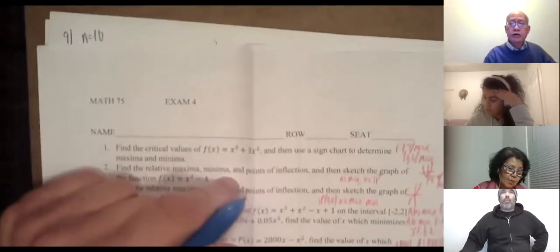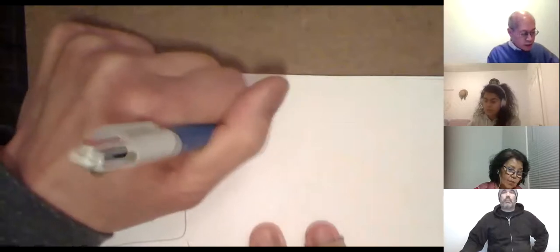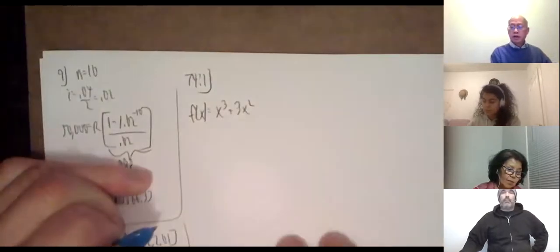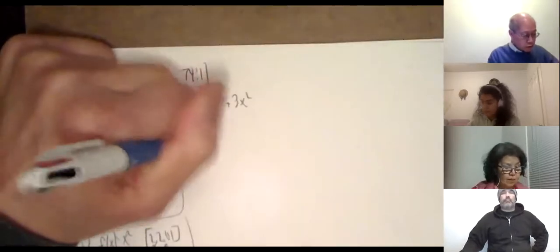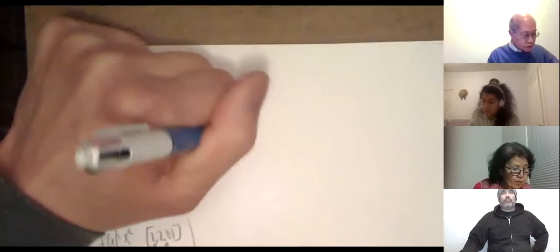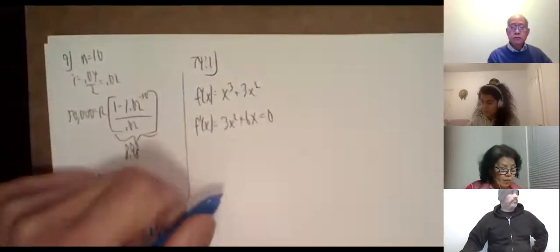Okay, find the critical values and then use the sign chart to determine maxima and minima. So how do you do that? f of x is x cubed plus 3x squared. So find maxima and minima. I take the derivative, 3x squared plus 6x, and I set it equal to 0.